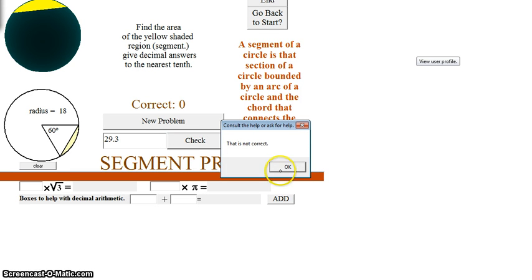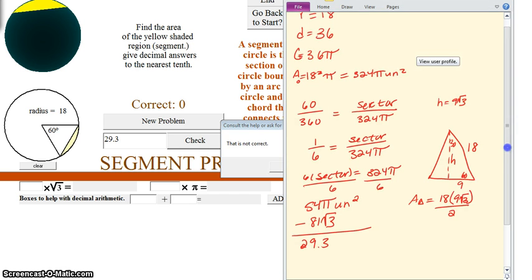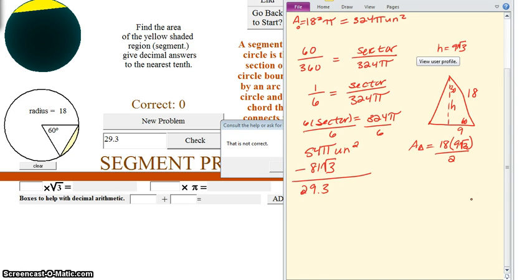That is not correct. Okay, so I'm going to try one more thing. When I simplify 54 pi in the calculator, I get 169.65 or 169.6, and then I subtract from it 81 square root 3, I get 140.3.